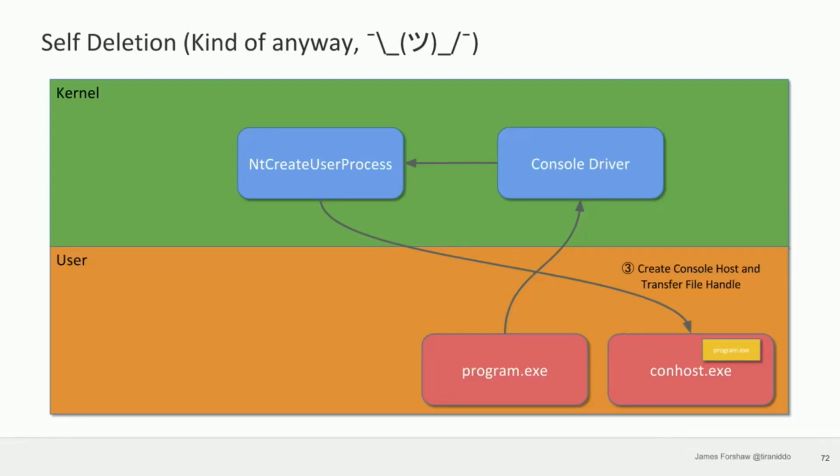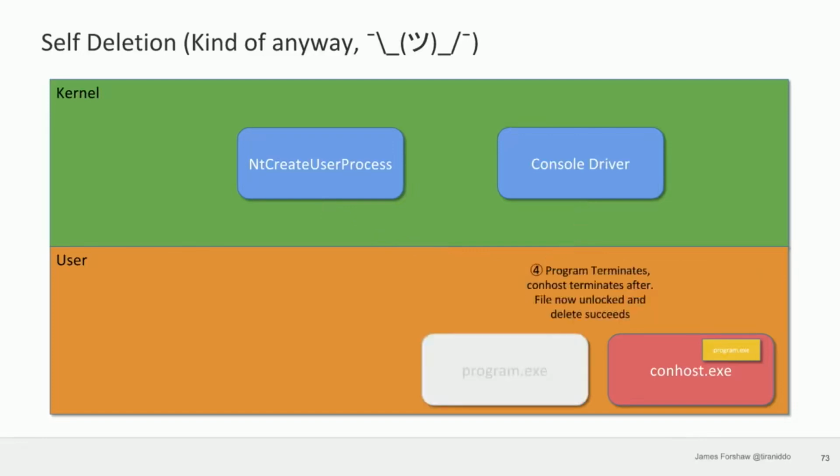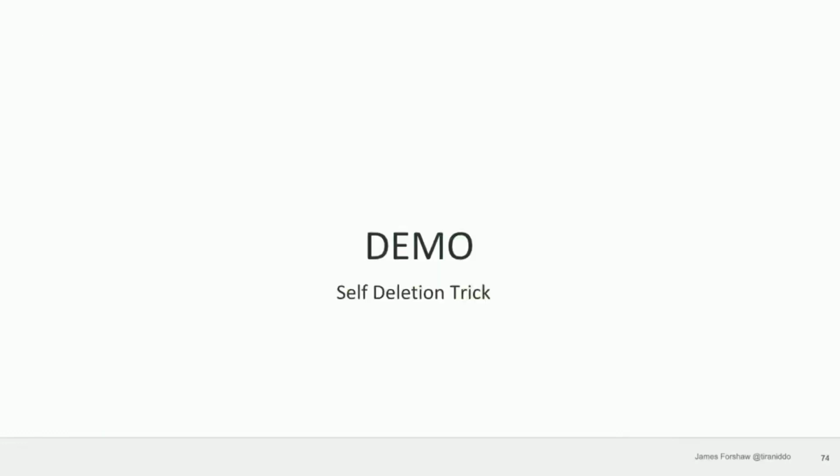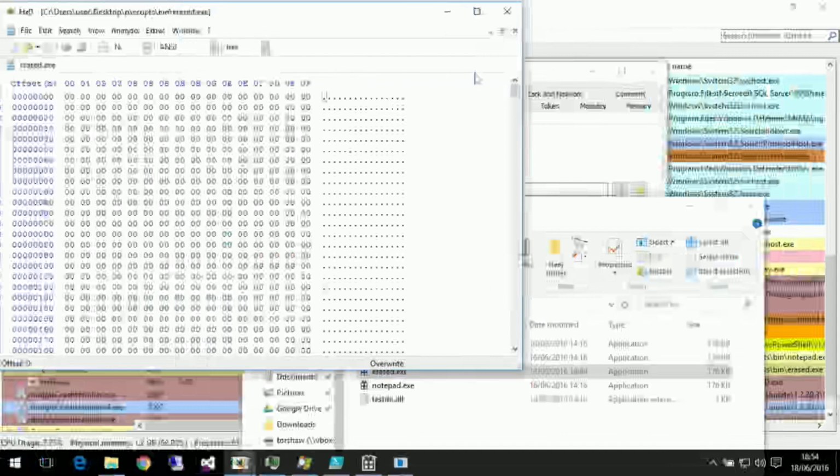And so basically, if you kill program.exe, conhost.exe will go away, and the file will get deleted, and you won't be able to find it anymore. Yeah, if it terminates, your file now gets unlocked and delete succeeds. So, very quick demo.